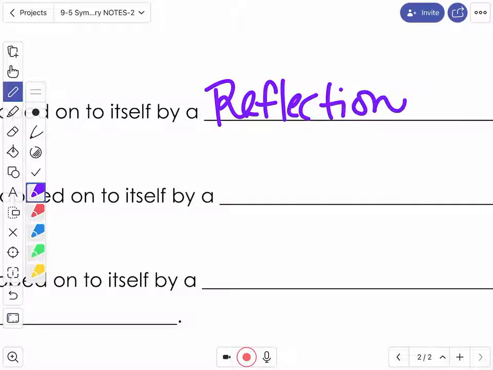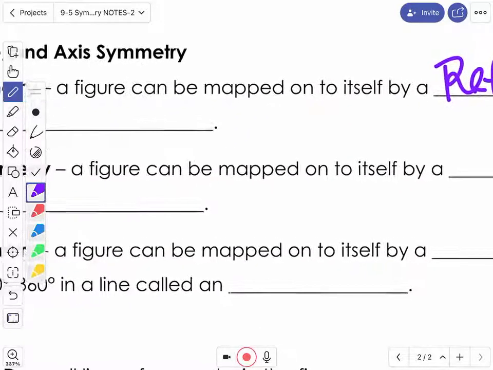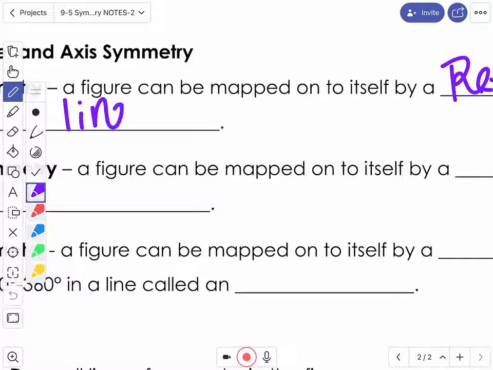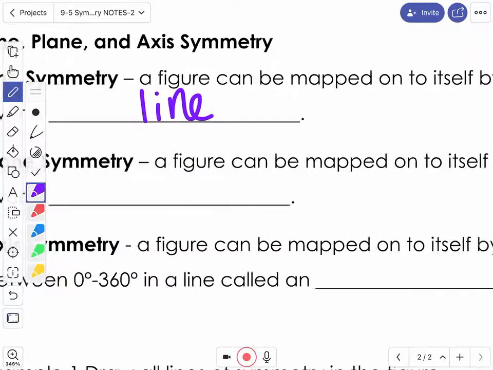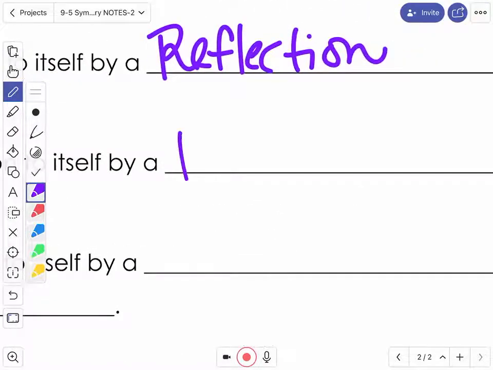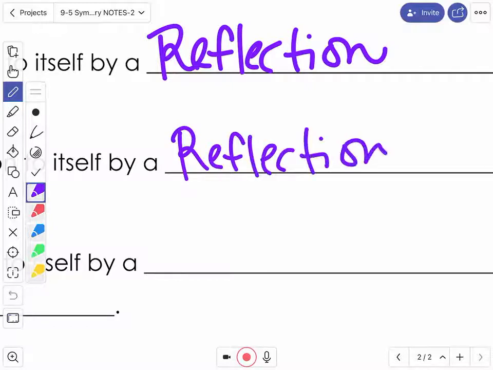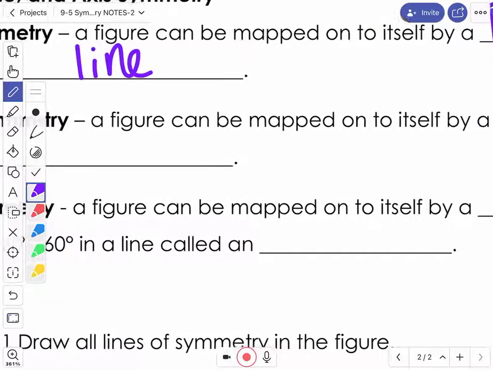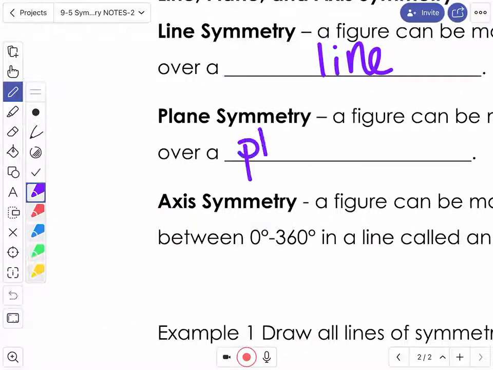And we've talked about reflection before. So a reflection over a line, like our x-axis, y-axis, y equals x, y equals negative x, or any other kind of line that might be drawn on our figure. We have plane symmetry, which is a reflection over a plane, and this one is more for 3-dimensional shapes.